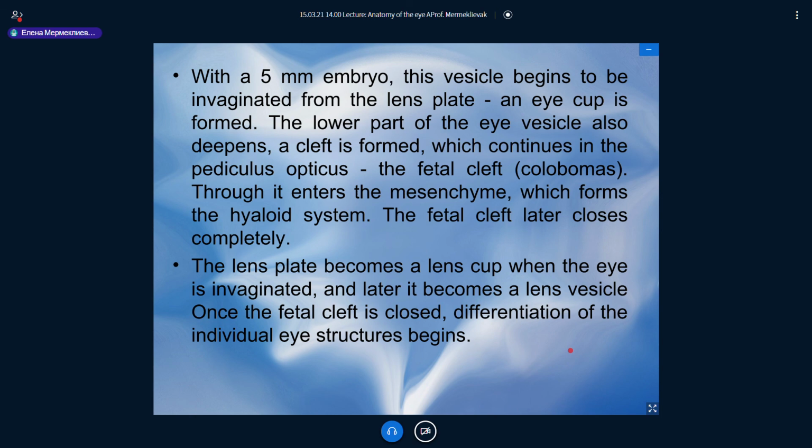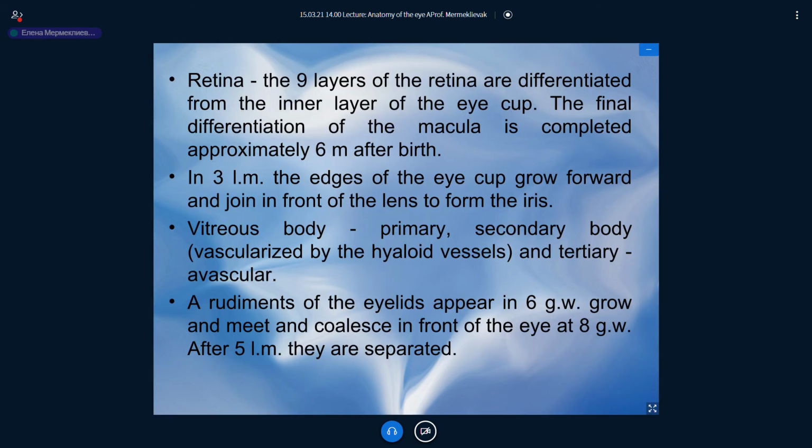The lens plate becomes a lens cup when the eye is invaginated, and later it becomes a lens vesicle. Once the fetal cleft is closed, differentiation of the individual eye structures begins. For the retina, the 9 layers of the retina are differentiated from the inner layer of the eye cup. The final differentiation of the macula is completed approximately 6 months after birth.